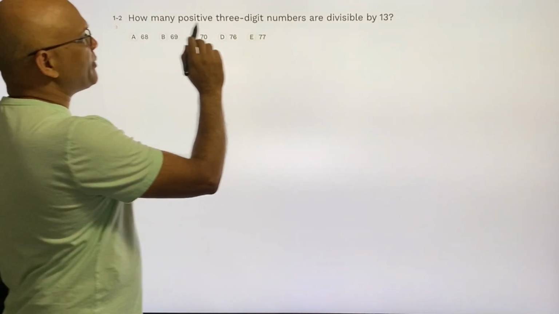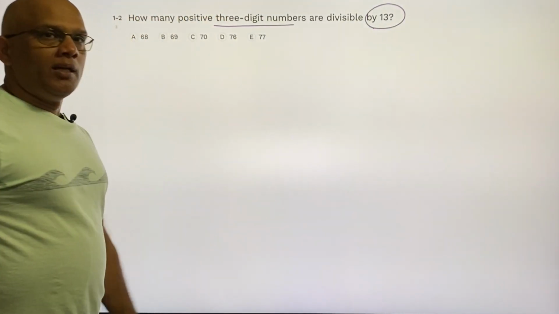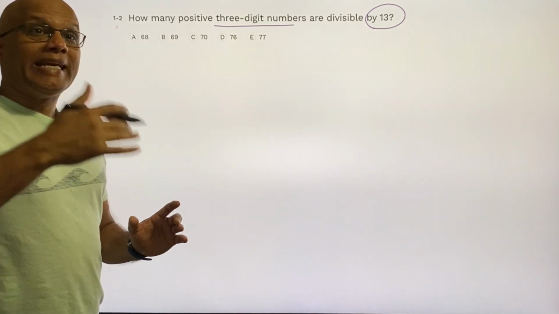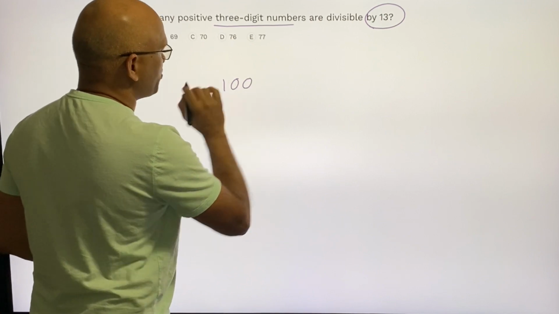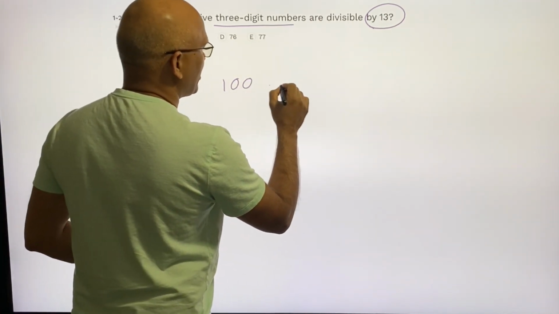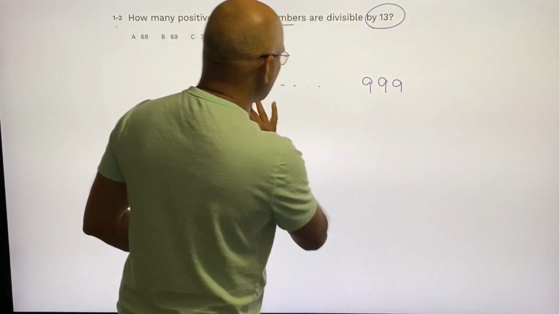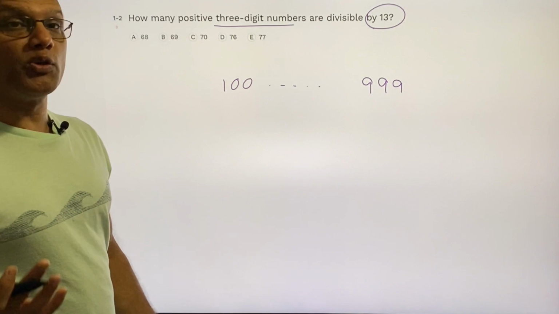How many positive 3-digit numbers are divisible by 13? Of course we can go through all the 3-digit numbers. 3-digit numbers are from 100, the smallest 3-digit number, all the way to 999. So these are all the 3-digit numbers. We can check each one at a time, but of course that is going to take too much time.